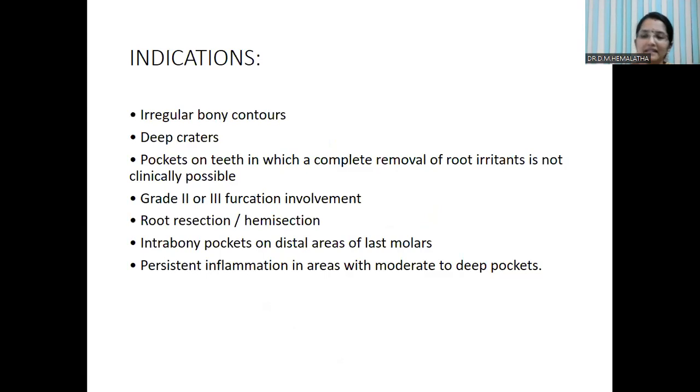And coming on to the indications: irregular bony contours, deep craters, pockets on teeth in which a complete removal of root irritants is not clinically possible without elevating a flap, grade 2 and grade 3 furcation involvement, root resection and hemisections, intrabony pockets on the distal area of last molars, and persistent inflammation. These are all the prime indications of periodontal flap surgery.